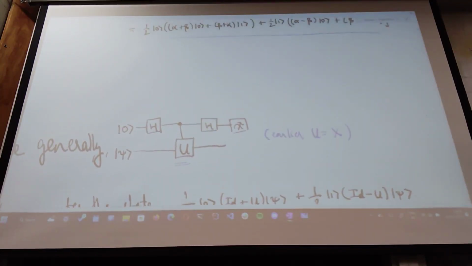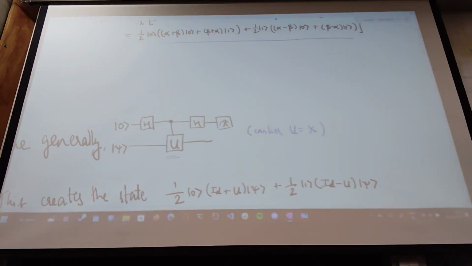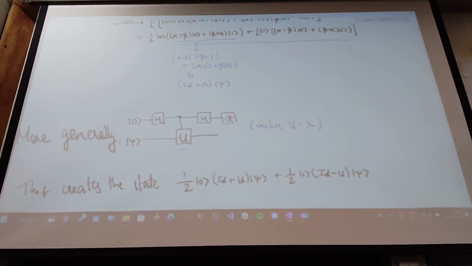And if you look at this, just as a sanity check, just to make sure that I'm not lying, you can write this state as alpha 0 plus beta 1 plus alpha 1 plus beta 0, which is indeed identity plus X applied to the state psi. So it's always useful to do these kinds of sanity checks in the middle.